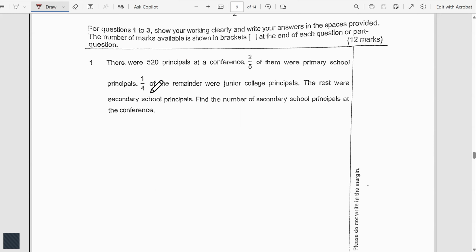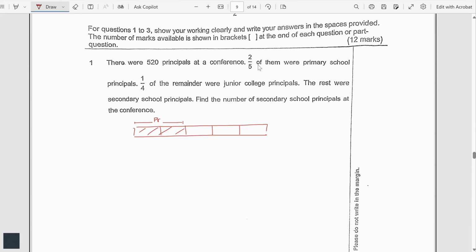Okay, if you see the word of the remainder, chances are you should draw a model. Okay, and your model should be based on the first fraction. The fraction that talks about the proportion of the total. 1/4 is talking about the remainder, so let's leave that aside first. Okay, let's look at 2/5. Let's draw 5 units. Okay, so 2/5 were primary school principals.